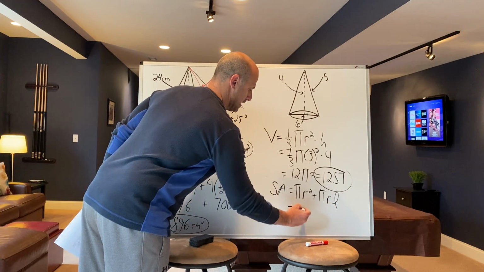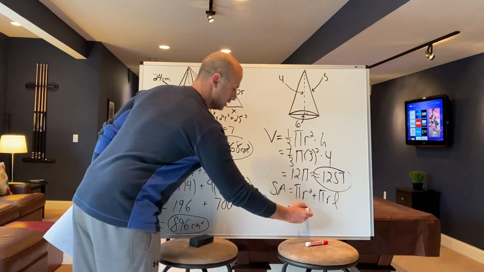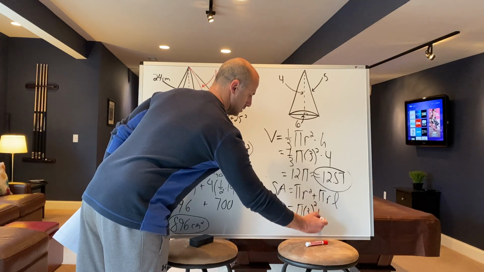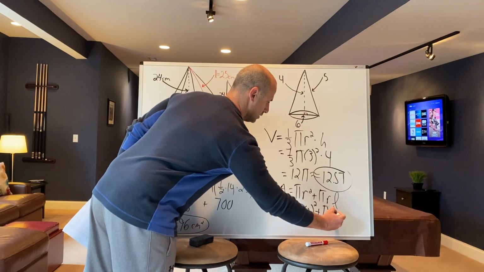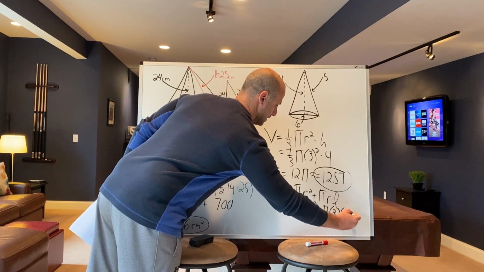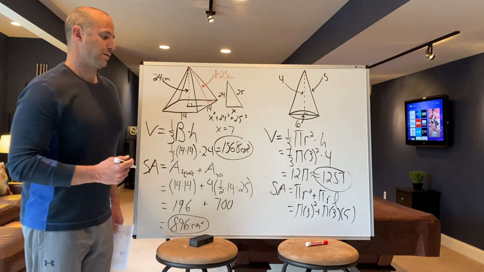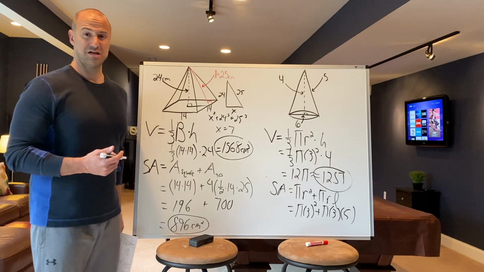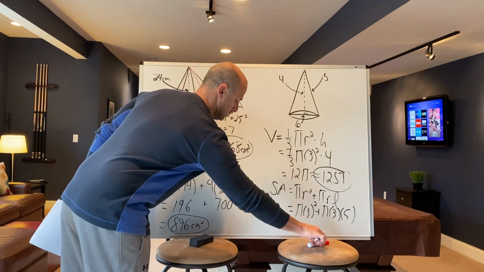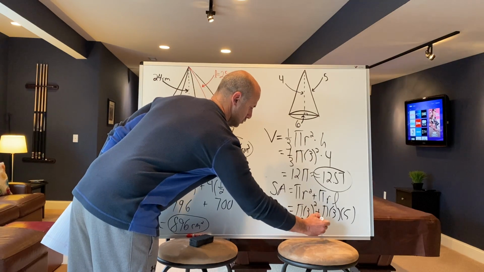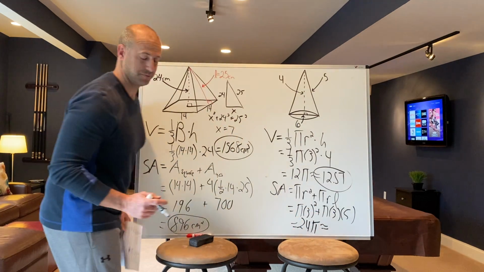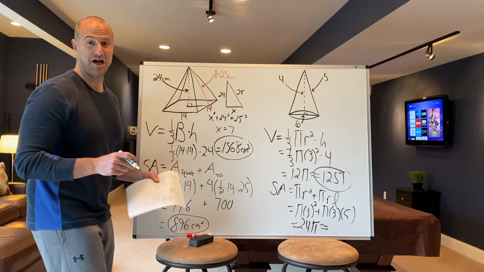So that would be pi times 3 squared plus pi times 3 times, and it's 5. The slant height is 5. So if you add 9 pi to 15 pi, you end up with 24 pi, which is approximately, as I'm running out of space here, 75.40.